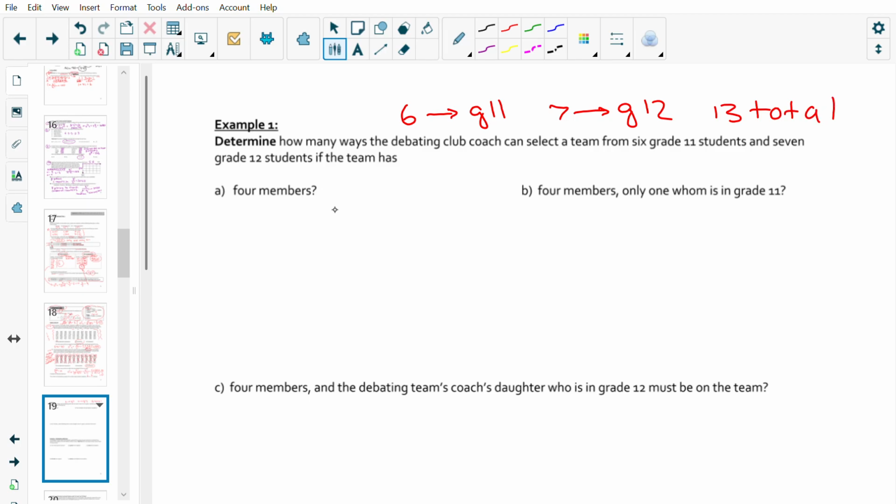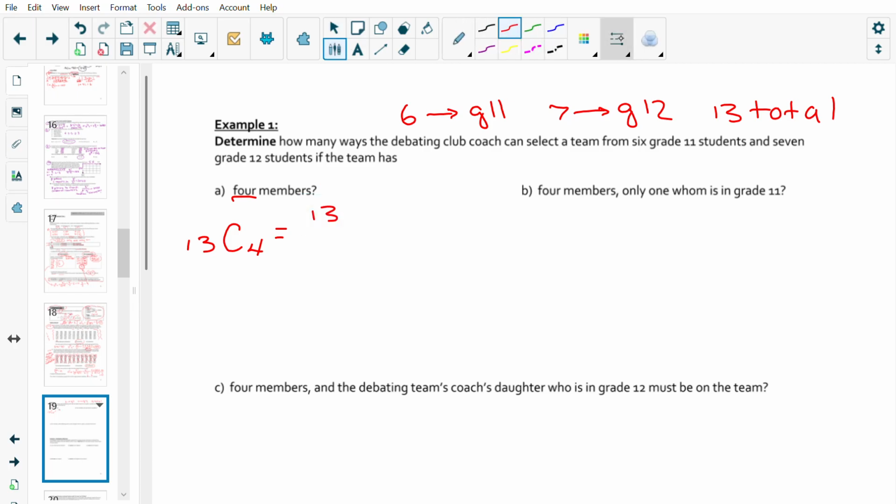So 4 members, no restrictions, just 4 members, right? So out of the pool of 13, remember, order doesn't matter. I'm just selecting 4 members. So it's a combination of 13 things, taken 4 at a time because I need 4 members.